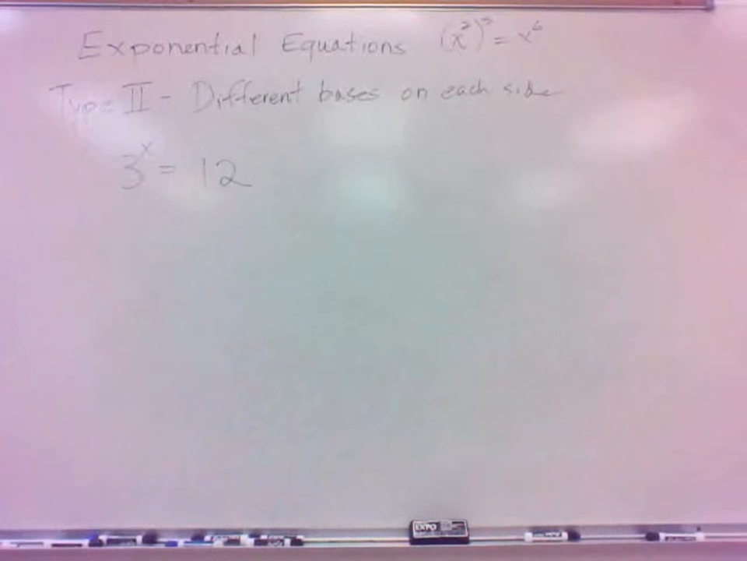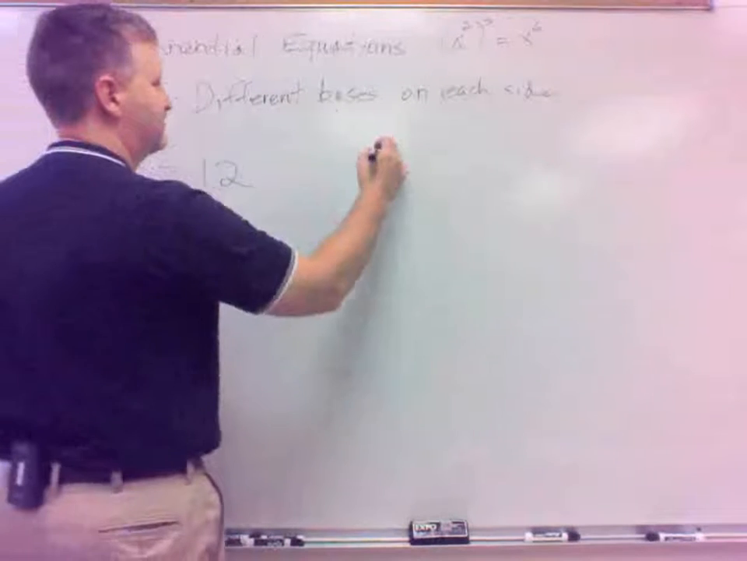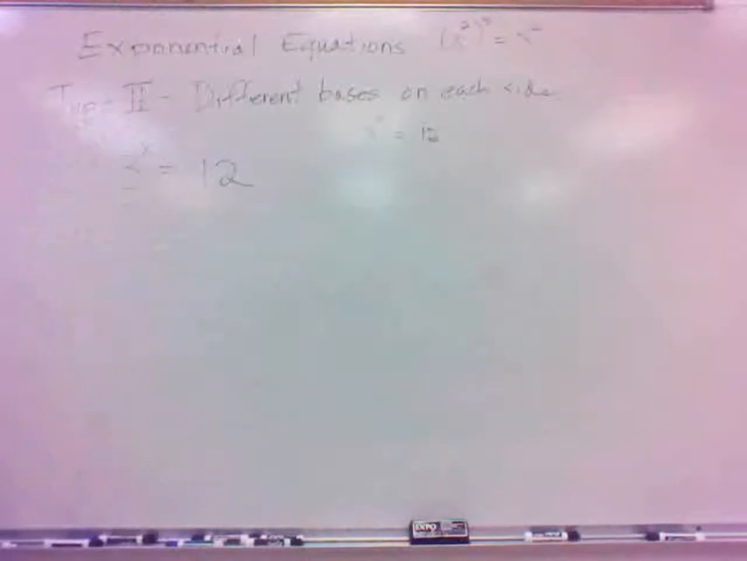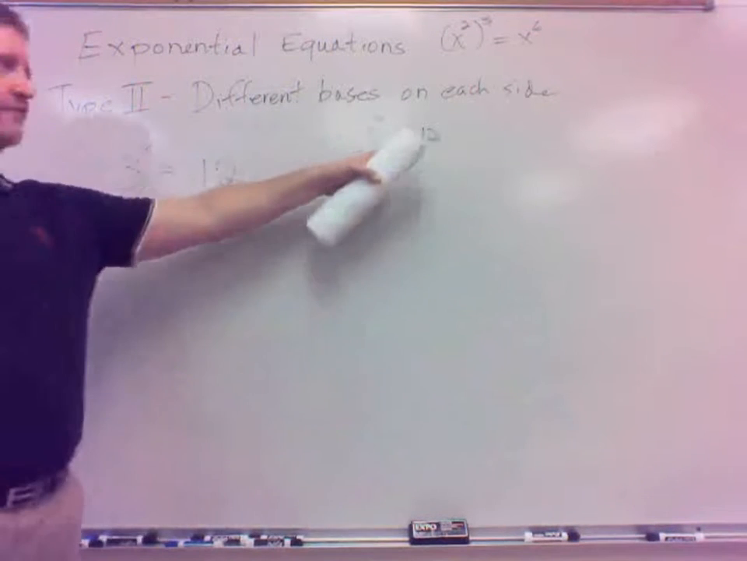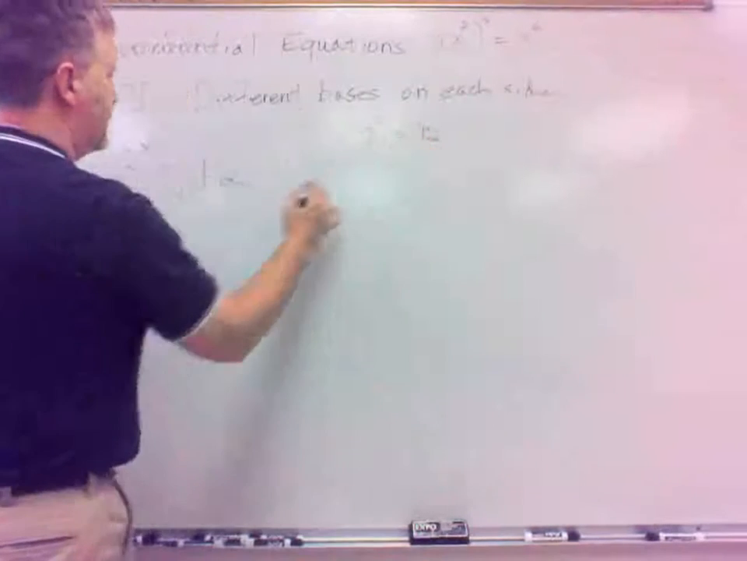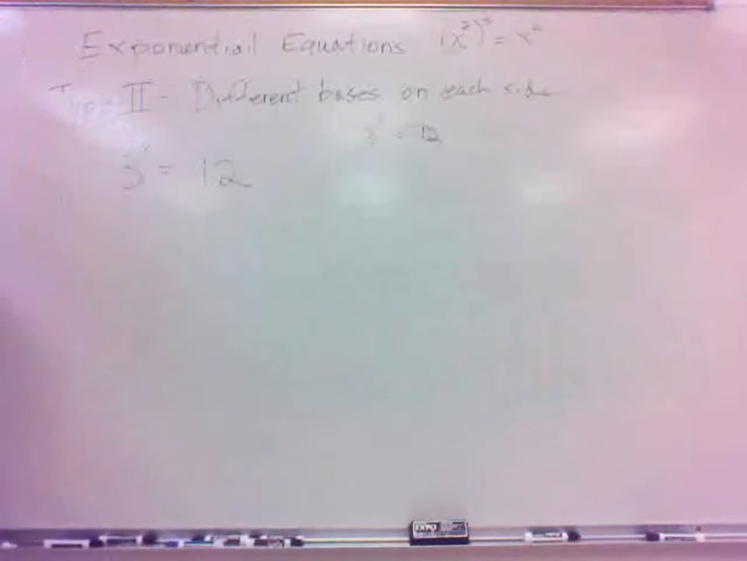Now 12 is a nice multiple of 3, but is it a power of 3? 3 to what power gives you 12? There's not a nice power of 3. 3 to the third is 27. 3 squared is 9. That's not a nice power of 3. 12 isn't. So that's what I'm saying. I can't make that be 3 to a power nicely. So the technique on these is going to be different.